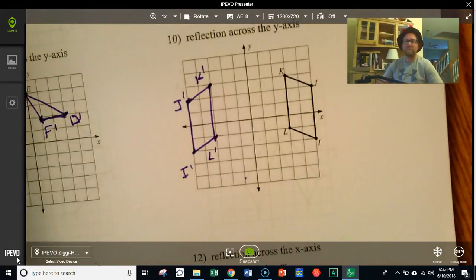Okay, pretty straightforward. Where's that off button?